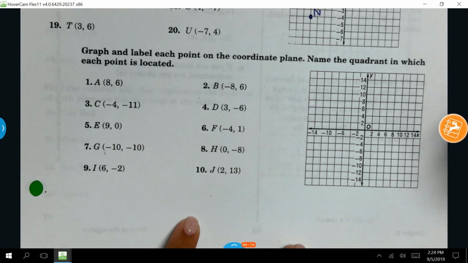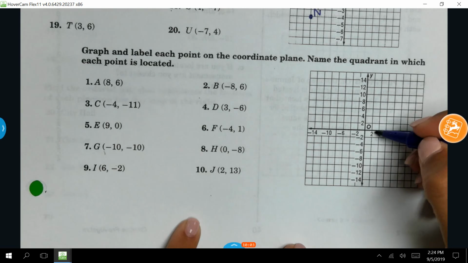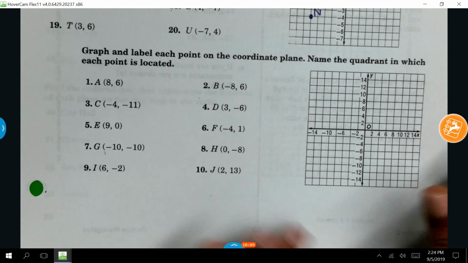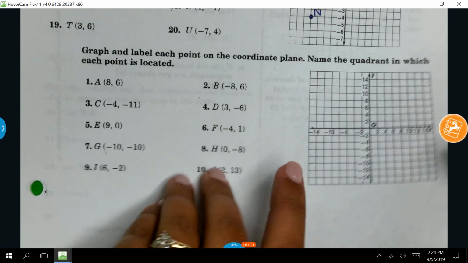You just have to be careful. If it gives you an odd number, like the 3, that means your 3 is going to be obviously in between the 2 and the 4. So it's not going to be on a line. It'll be in between. Okay? So just pay attention to that when you're plotting those points.